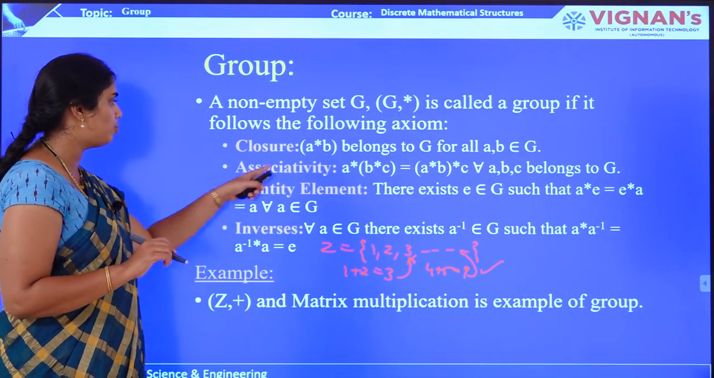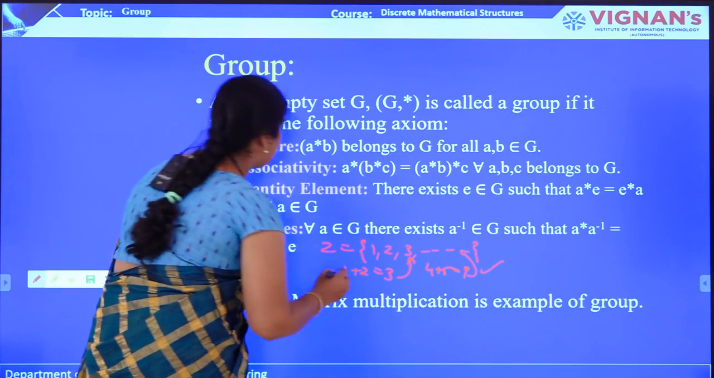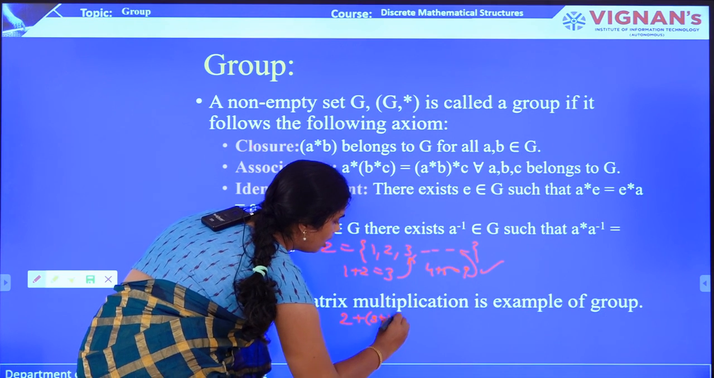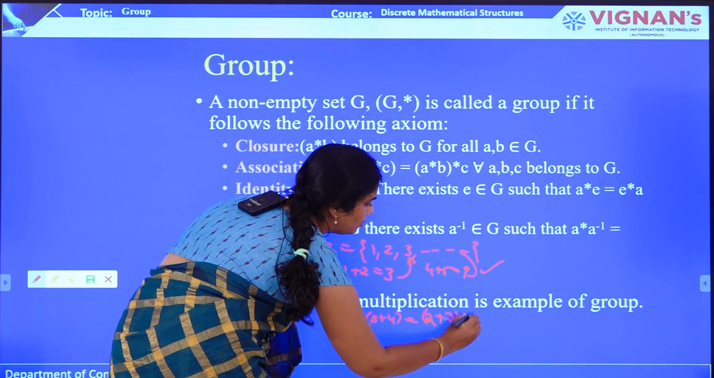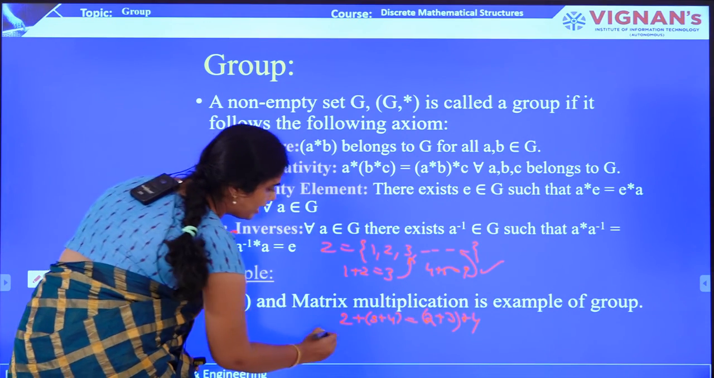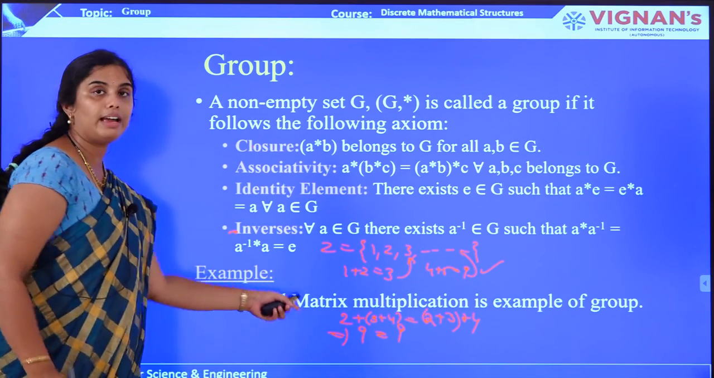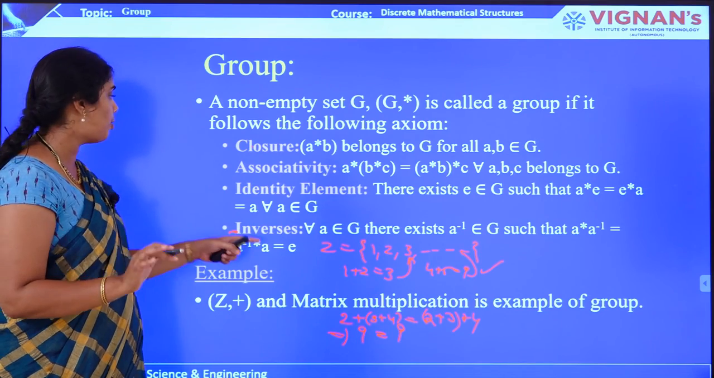Coming to the associative property. Associative property over the addition of elements. That means, you will be doing (2 plus 3) plus 4 and you will be doing 2 plus (3 plus 4). What is the result you will be getting? Here you will be getting 9 and here also you will be getting 9. So LHS is equal to the RHS. So it is obeying the associative property also.